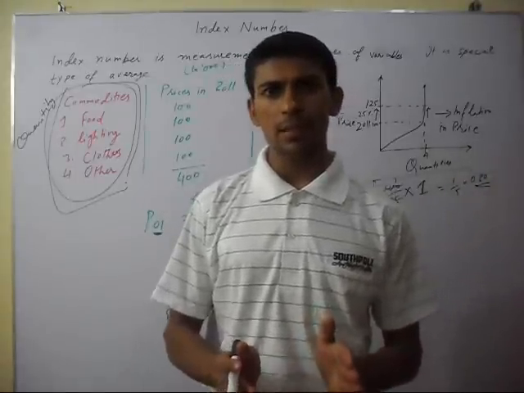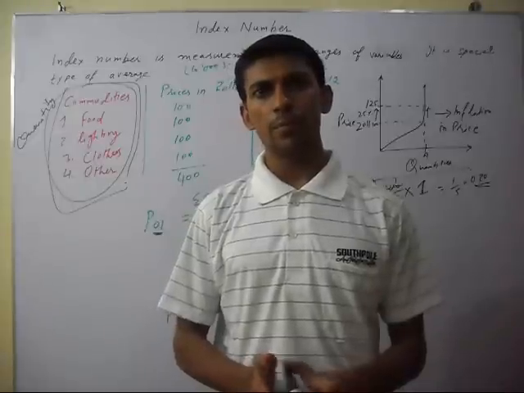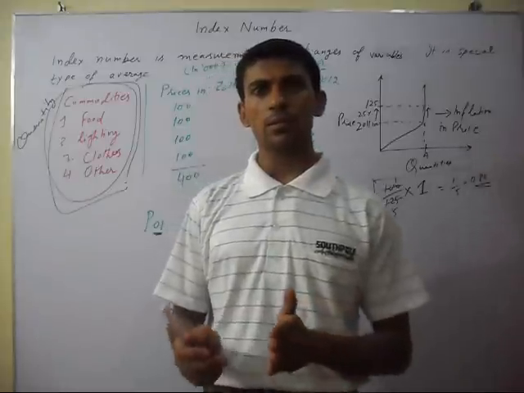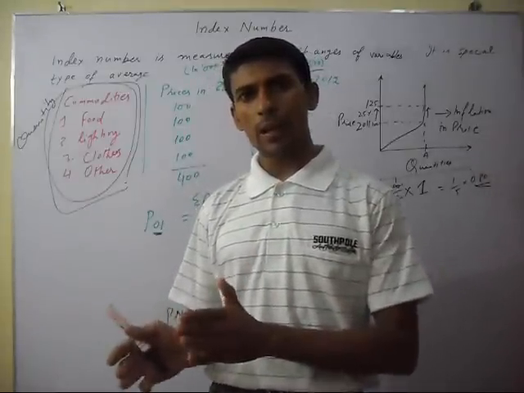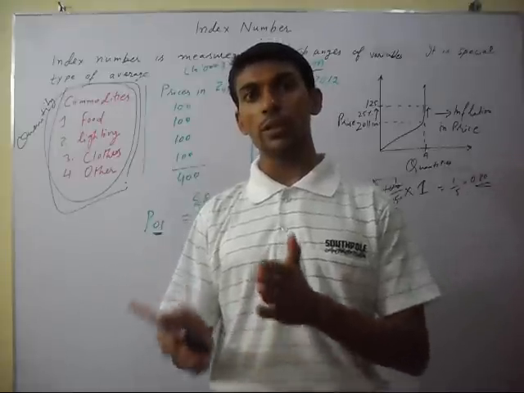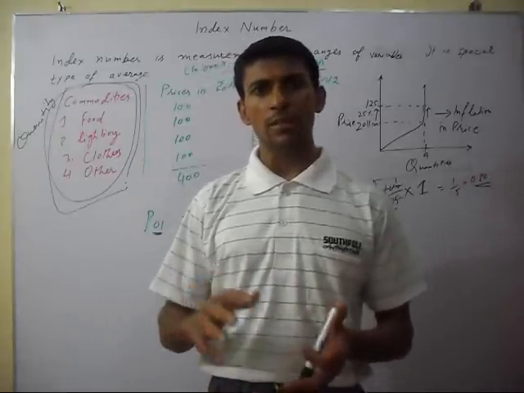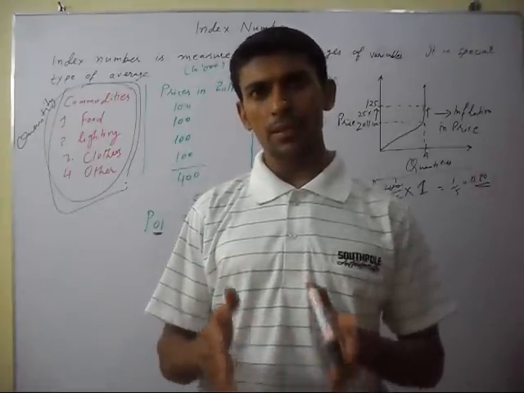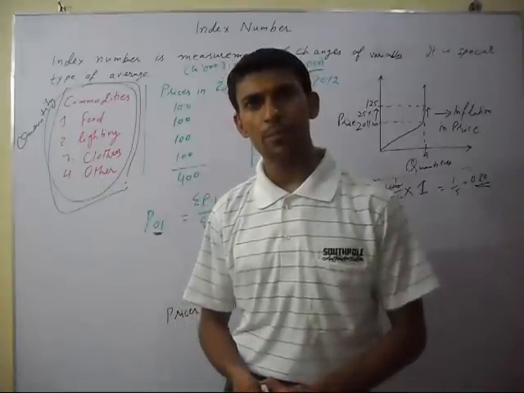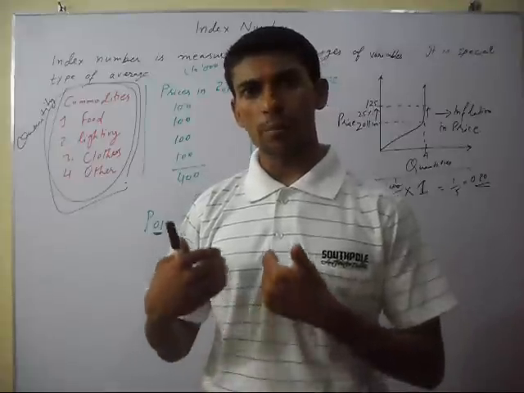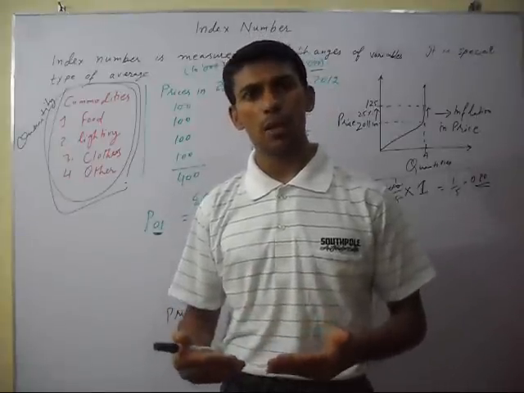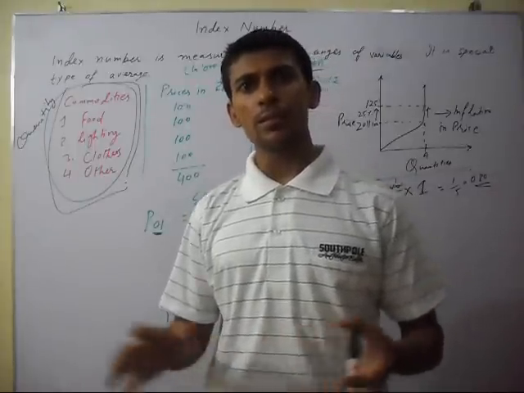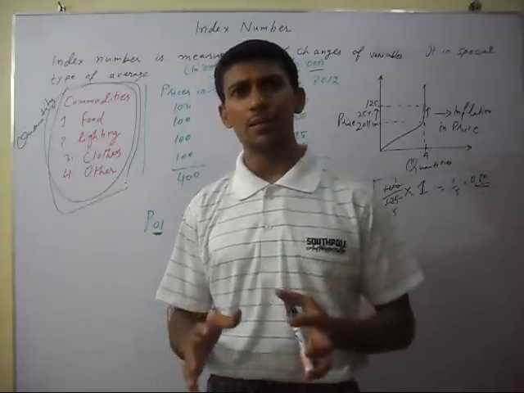Index number is a measurement of change in any variable. Suppose we take the prices of 1990 and then 91, 92, 93. There are lots of changes we will see. If we measure this, this will be called index number. Like the prices, there are also other variables, maybe consumption, production, tax. In these variables, we see the changes.